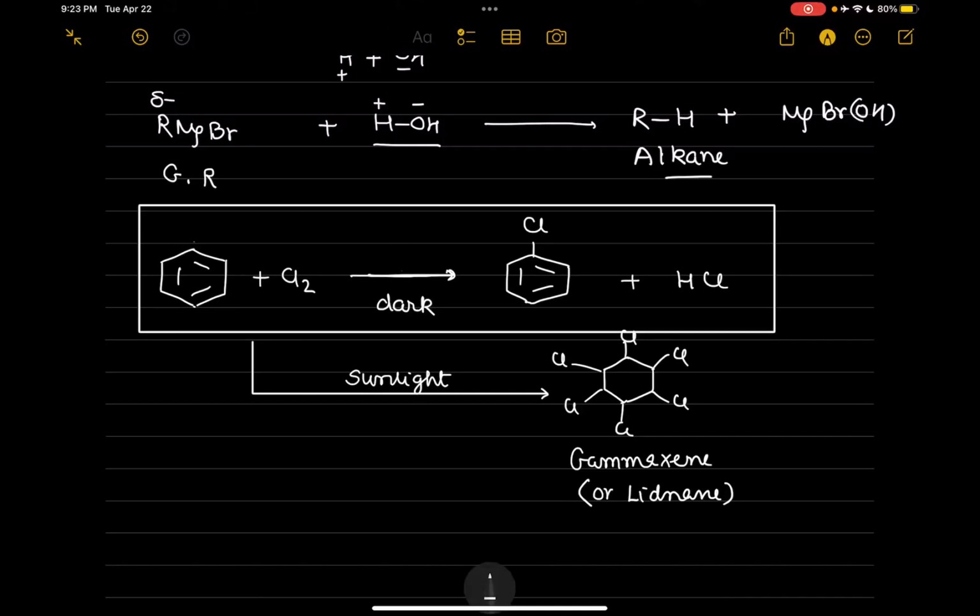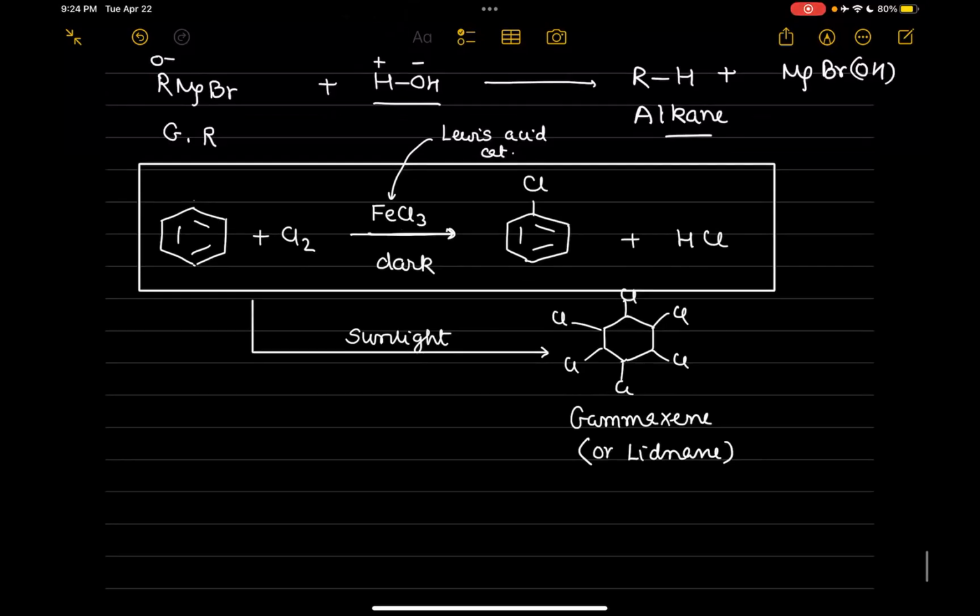And what kind of catalyst is it? FeCl3. Yeah. This is a Lewis acid catalyst. It actually breaks the Cl and leaves behind the Cl plus. So why do we not take the sunlight? Because with the sunlight you get an entirely different product. So this is just a revision of the prior reaction which we studied.